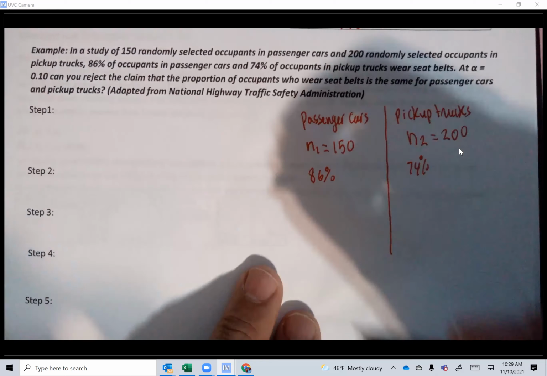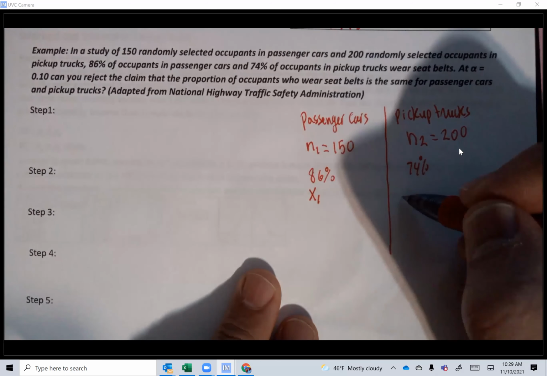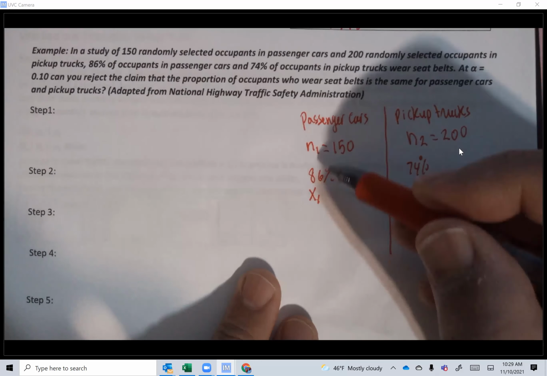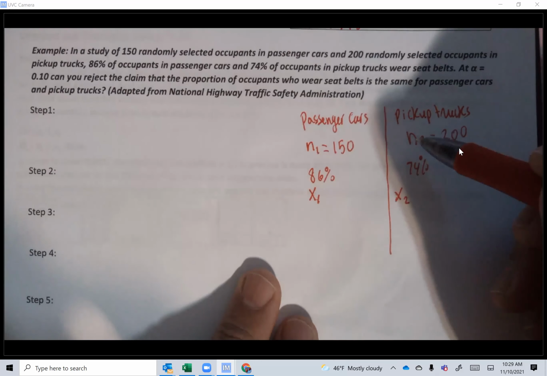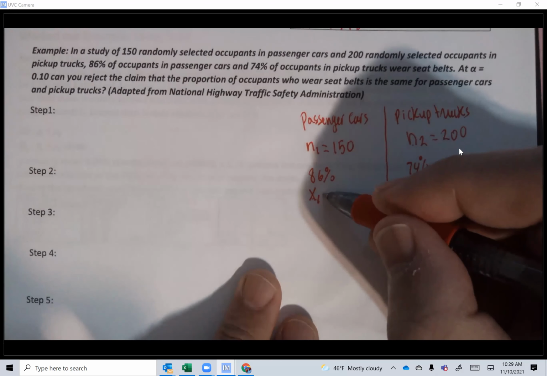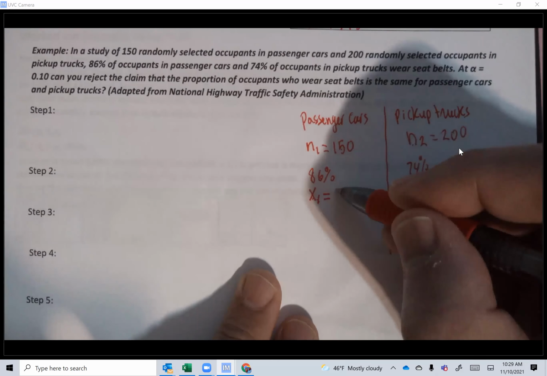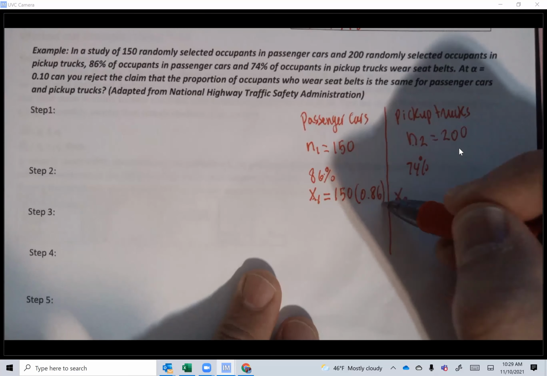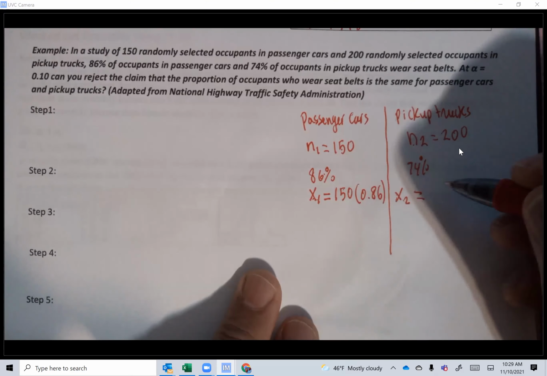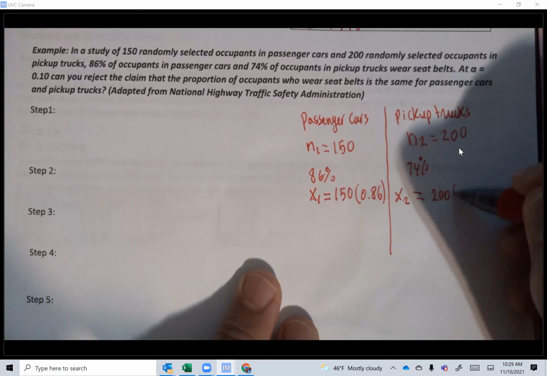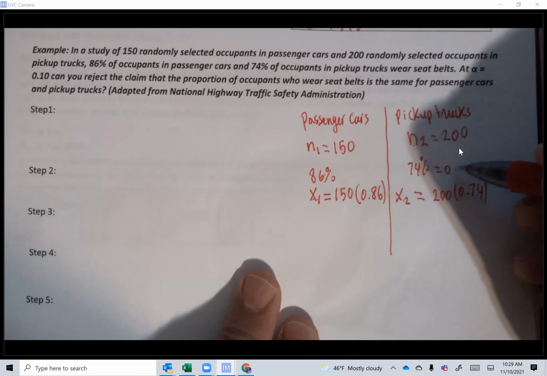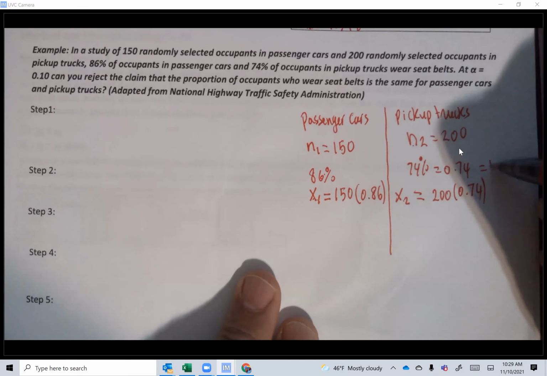So in order to find X, guys, the X1 and X2, in chapter 7, we had one sample. So you had one N and one X. Now you have two samples. So you're going to have N1, N2, X1, X2. Here's how you find X, guys. You just take N and multiply it by 0.86. And here you take N and multiply it by 0.74. Just change the percent to a decimal. This is the P1 hat, P2 hat.